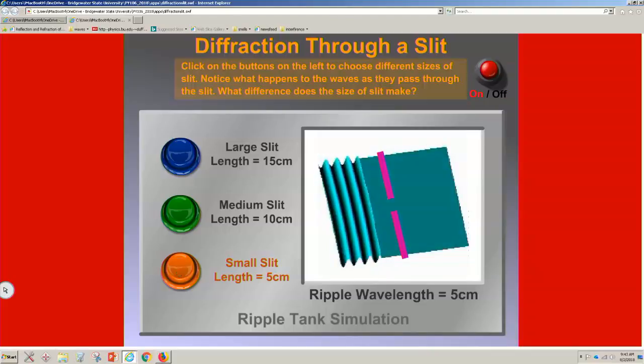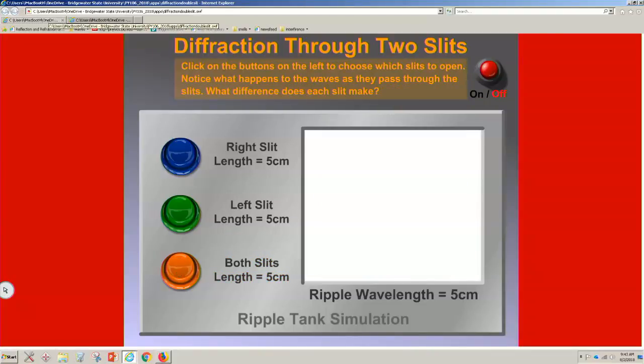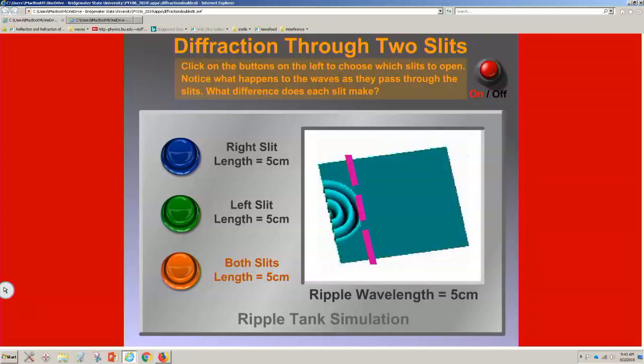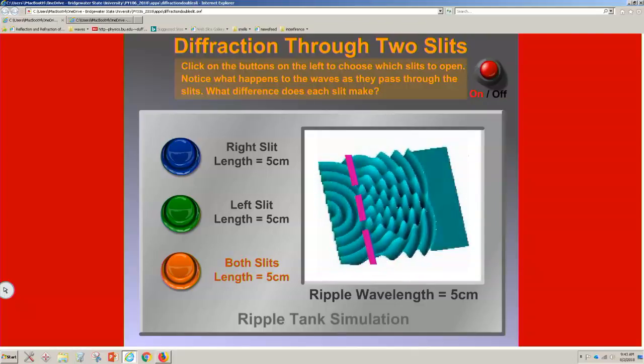Oops, wrong. Not this one, this one. A representation similar to my experiment with water.